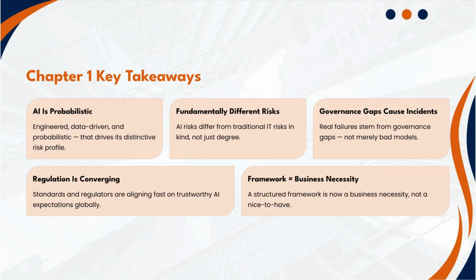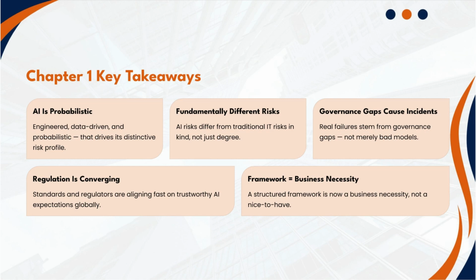So let's pull the threads together. What should you carry out of this chapter? Number one, AI is different in kind, not just in degree. Probabilistic, data dependent, opaque, prone to drift. Those five characteristics break assumptions your existing controls quietly rely on. If you remember one thing, remember that.